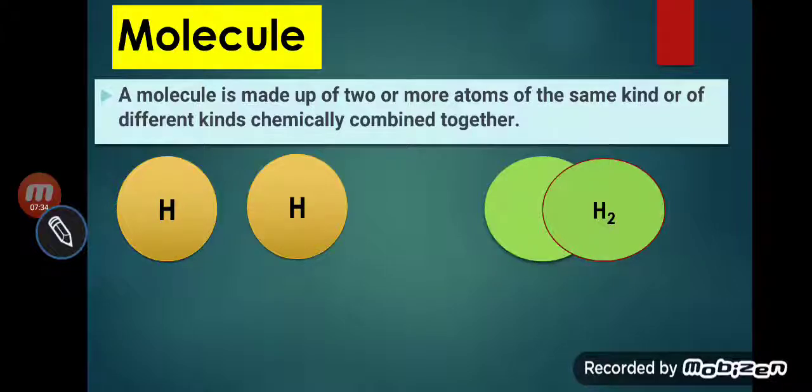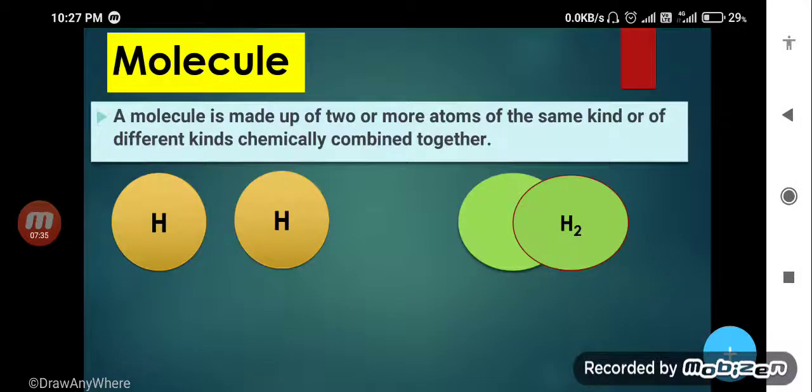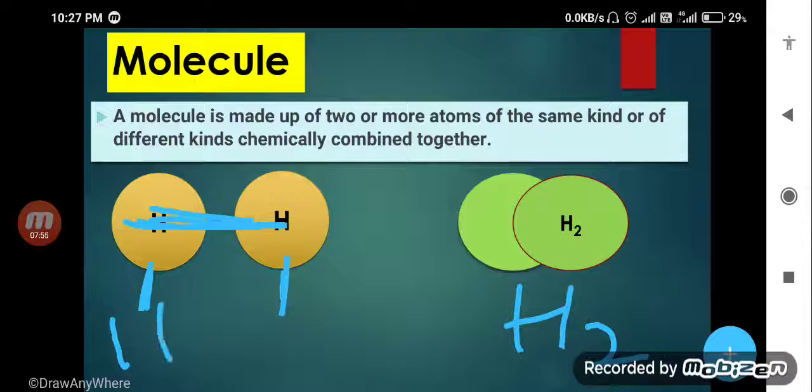Here you can see the examples. Hydrogen, it is the same atom, same element, hydrogen, both combine chemically. Chemical combination means sharing the electrons. Both combine chemically. What is formed? H2 molecule. So, here H2 is the molecule, and here it is an atom, H atom.